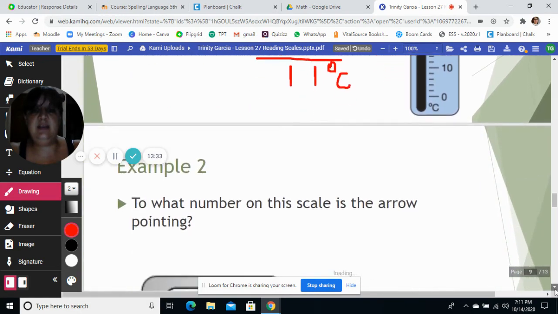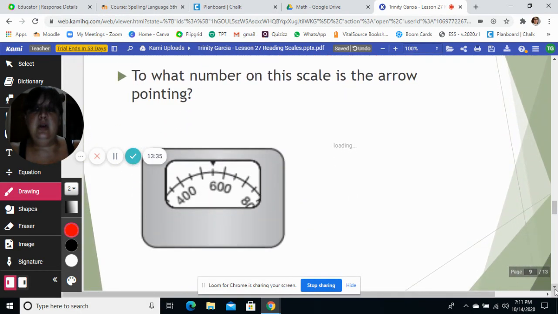All right, example 2. What number on this scale is the arrow pointing to? Well, the arrow, let's see. Let's read our scale. Now, this is not a thermometer. This looks more like some sort of gauge. Hopefully, it's not a speed gauge because you would be going very fast. All right, so what number is this pointing to?